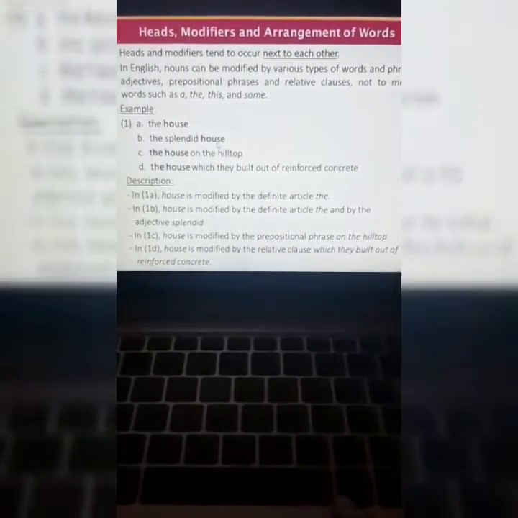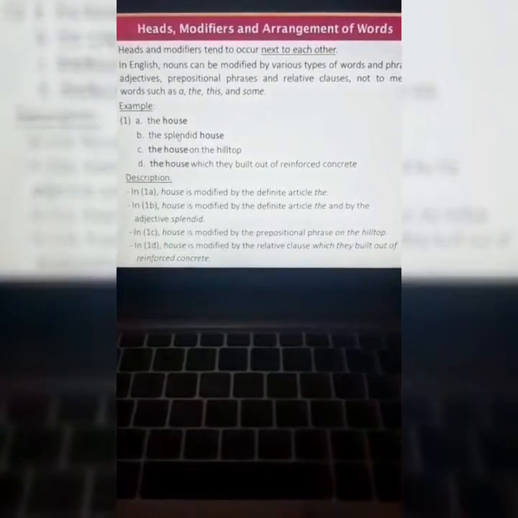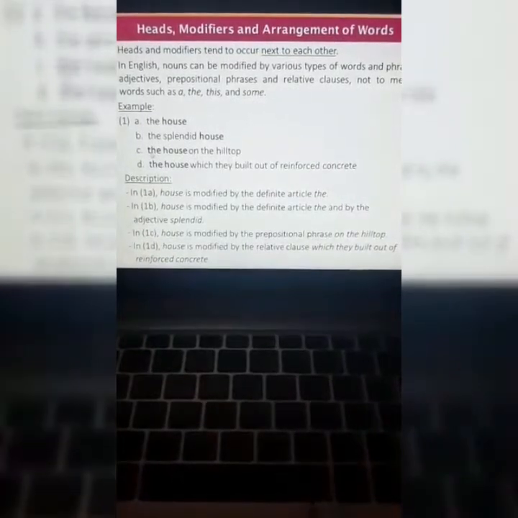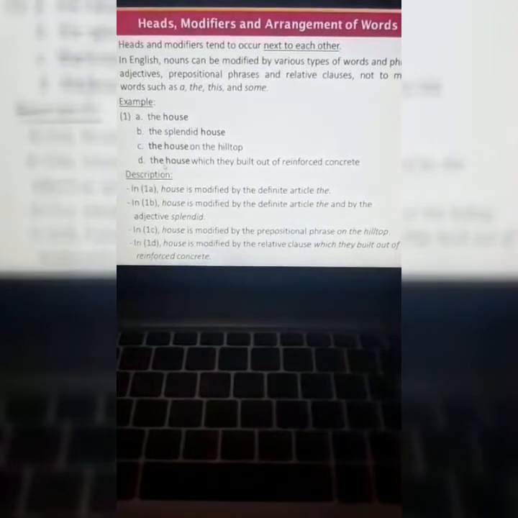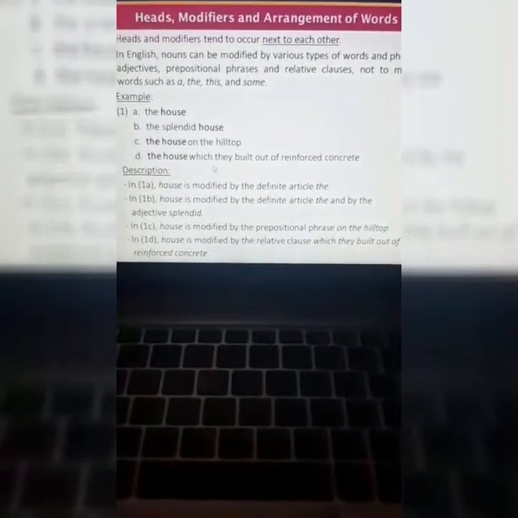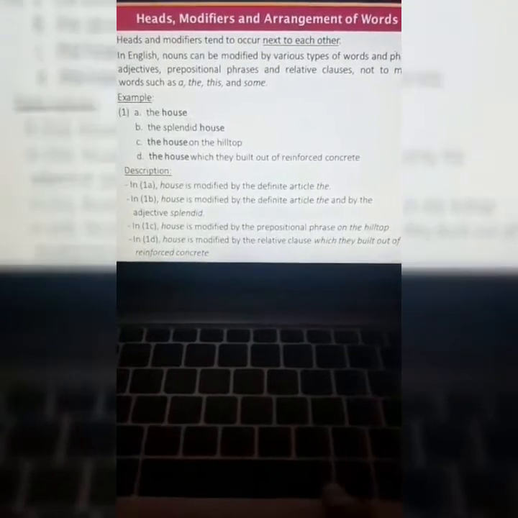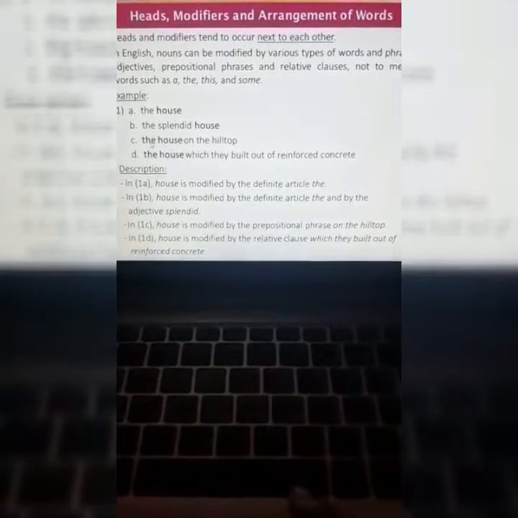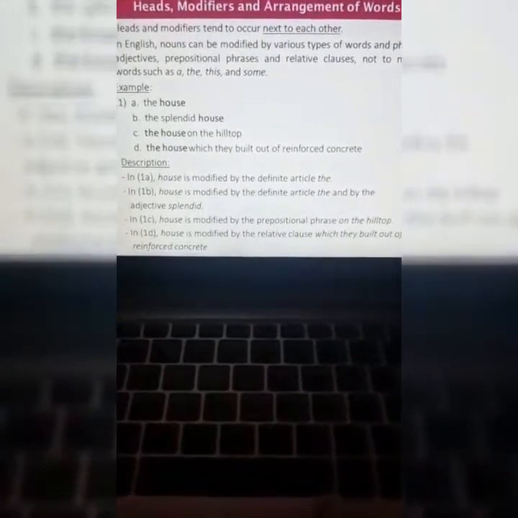Di sini juga sama house. Kebetulan di sini ada dua modifier, 1 dan 2. Ini juga sama, on the hilltop. Ada the juga, ada modifier 1 dan 2. Di sini pun juga sama, the house which they built out of reinforced concrete. Definitely semuanya menjelaskan house. Kebetulan di sini modifier 1, 2, 1, 2, 1, dan 2 semuanya ya.